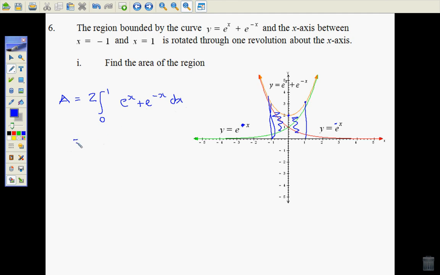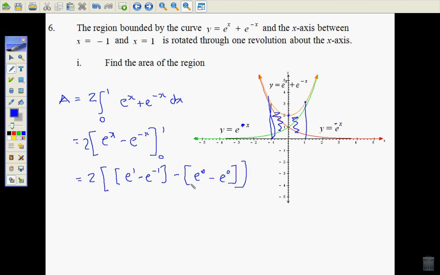So let's start integrating that, which is not a hard integral. I'll leave my 2 out the front and that gives me e to the x minus e to the minus x as my integration. So it's not, as I said, a hard integration. And that would give me 2 lots of, now e to the power of 1 minus e to the power of minus 1. And we get here e to the power of 0 minus e to the power of 0, which are going to cancel each other out because it's exactly the same. So that's giving me 2 lots of e minus 1 on e units squared. So there's my area for that.